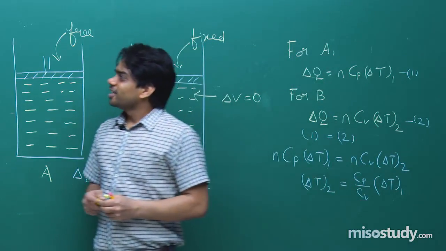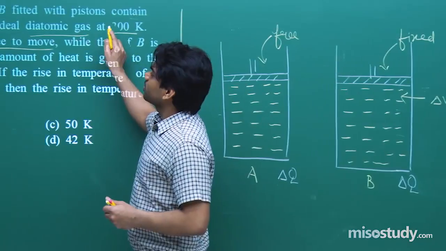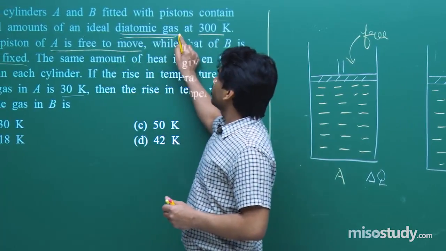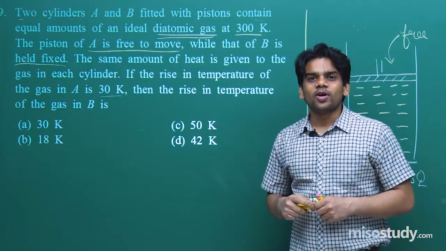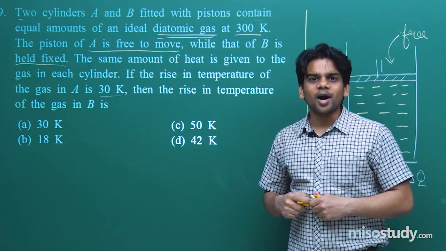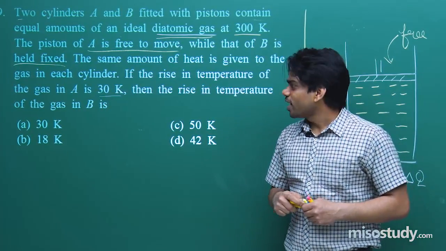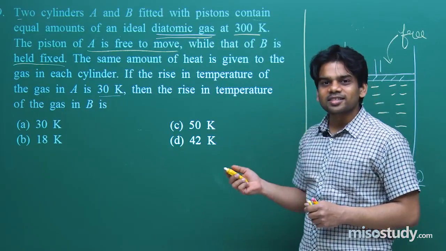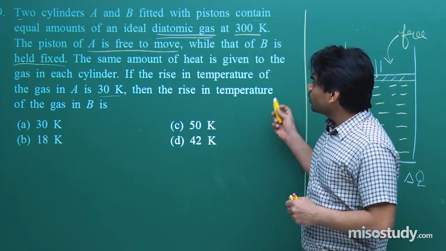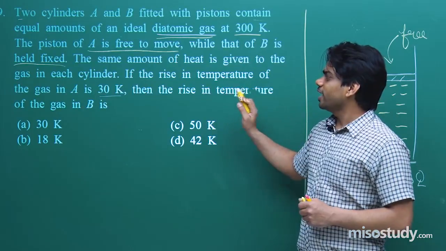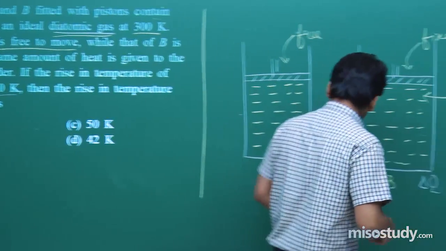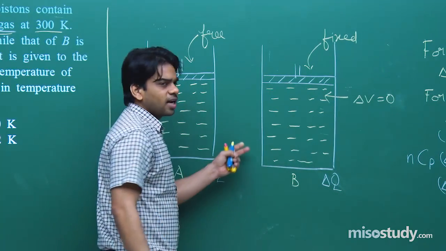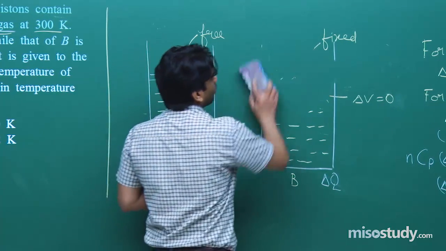Now you see here, it says that two cylinders A and B fitted with piston contain an equal amount of ideal diatomic gas. Diatomic gas, what is the value of Cp by Cv? That is gamma, that is 7 by 5. We can easily say that's 7 by 5. Now, the rise in temperature of the gas in A is 30 Kelvin, so delta T1 is given as 30 Kelvin. Put Cp by Cv as 7 by 5, and we can rub this out, it's no more required.